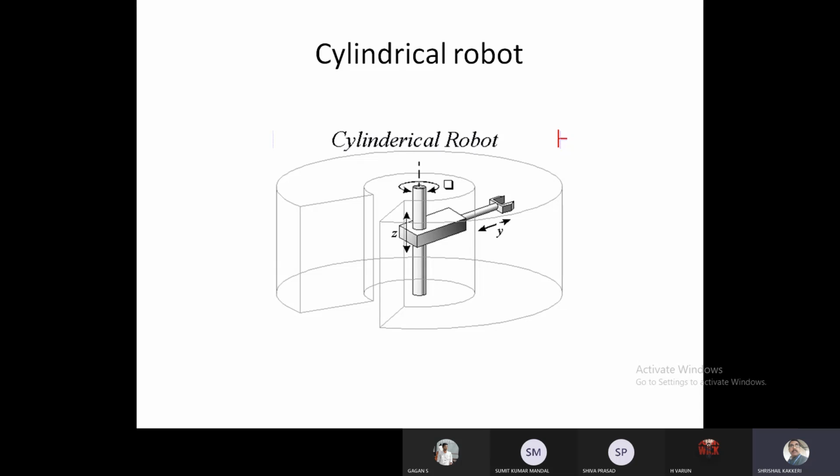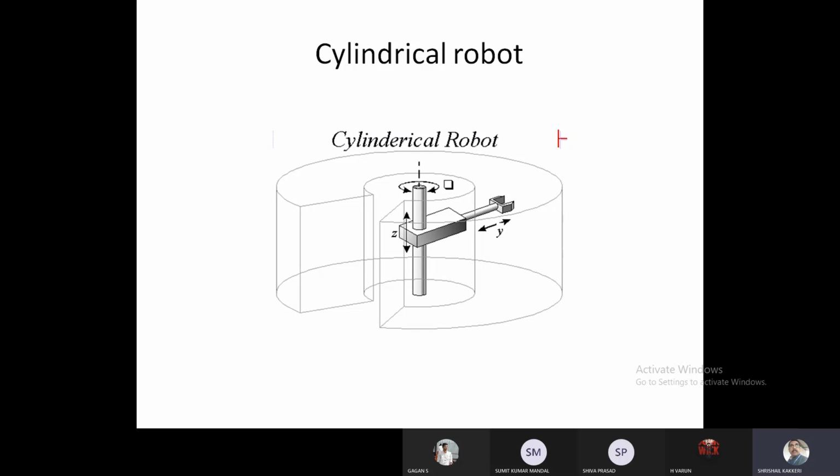And the coordinates are r, theta, z. R is the retracting of the end effector, moving front and back. Theta is the rotation along this vertical limb, and Z is the up and down movement. So you can say here one linear and two rotational joints are involved.